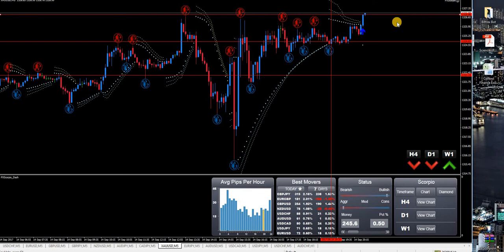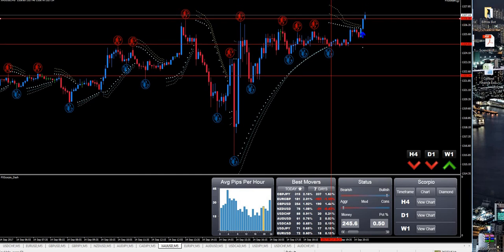Anyway, definitely not a good day. 2 losing trades. We can count that as a minus 20. So today, minus 29 pips. Definitely not a good day.